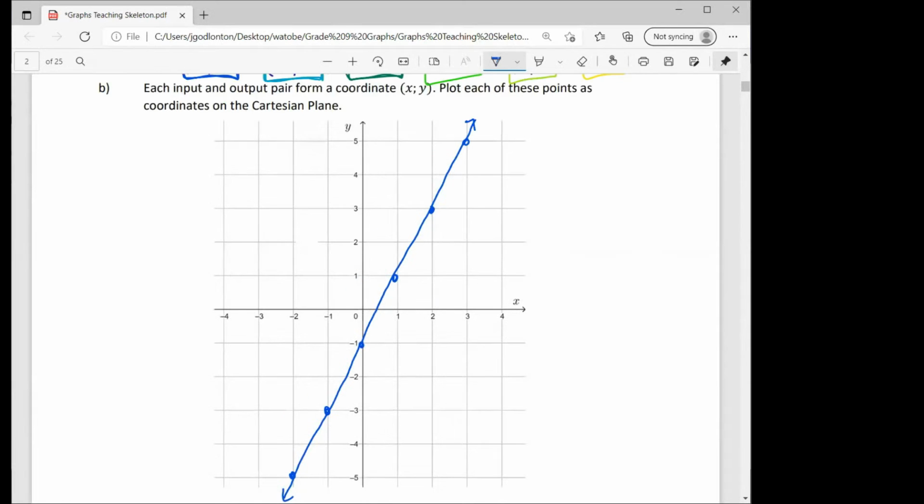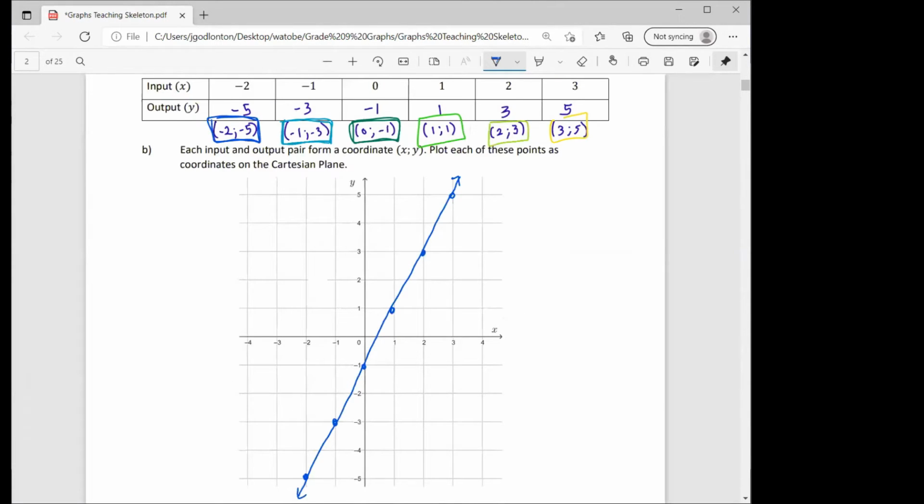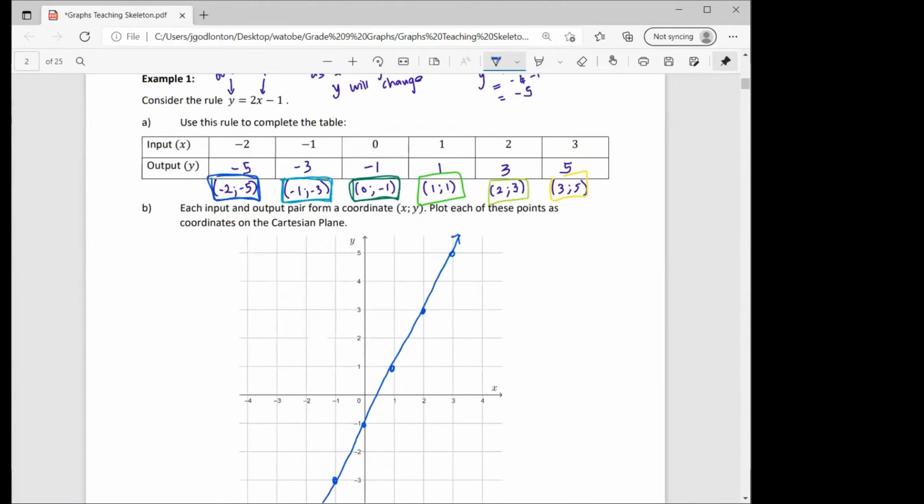Now, when we're dealing with graphs, we also like to be a little bit fancy. And the same way as you have a name and you like to be called your name, a graph has a name and likes to be called its name. Exactly, Sia. That's exactly what we're going to do. We're going to give it its name. So we're going to say this graph is called y equals 2x minus 1.